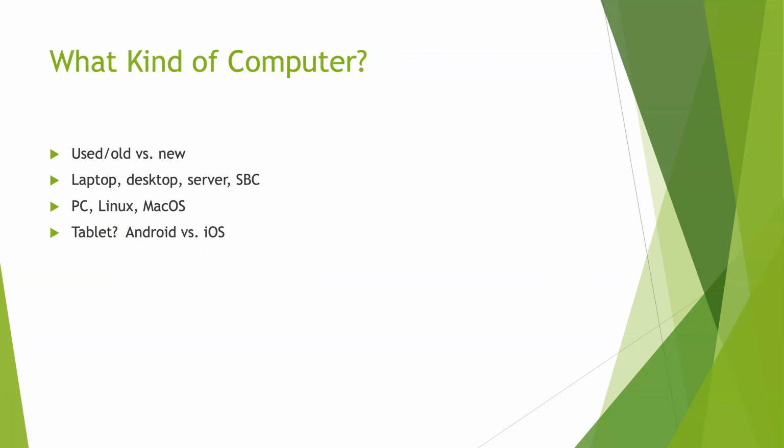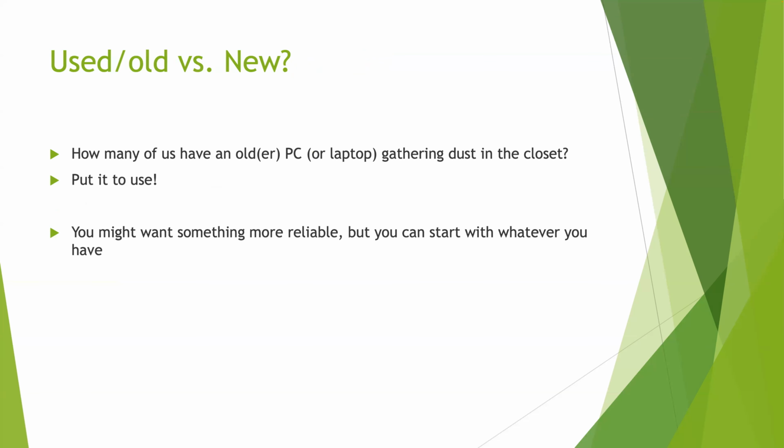All right. So what kind of computer? You might get a used computer, an old computer, or do you want to get a new computer? Do you want a laptop, a desktop, a server, an SBC? We'll talk about SBC in a minute and what that actually means. Do I want a PC? Do I want a Linux machine? Do I want a Macintosh? Do I want a tablet? Android or iOS? What's the difference? Why do I care? Let's talk about these.